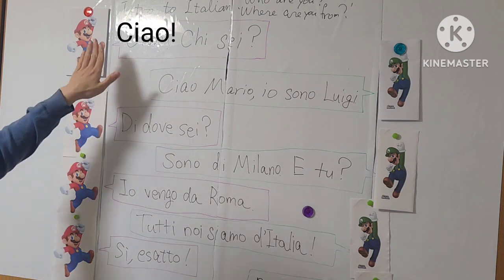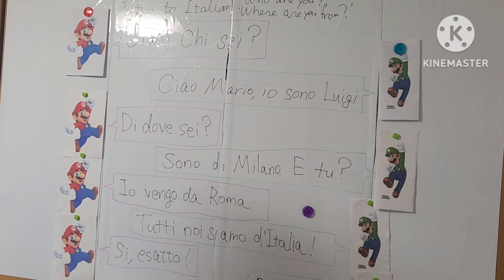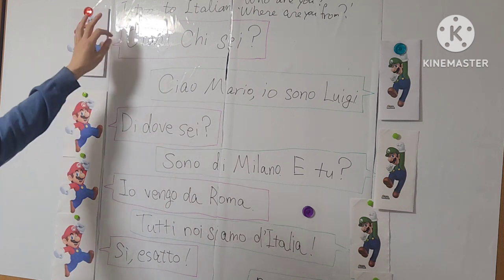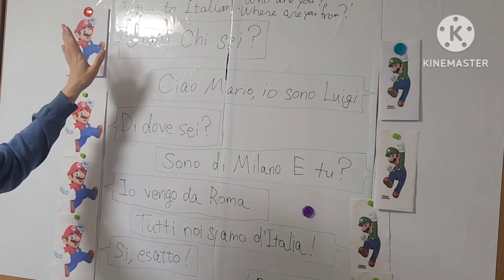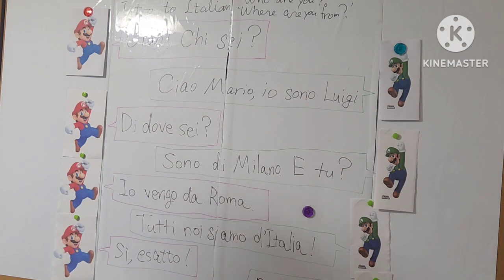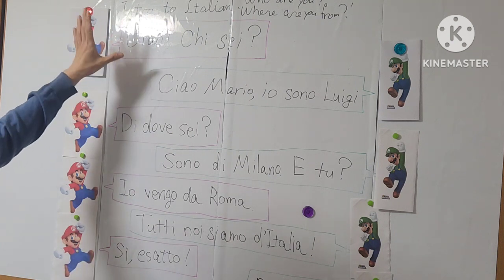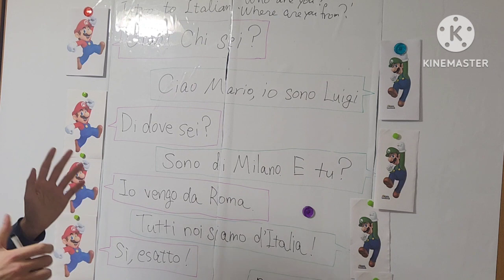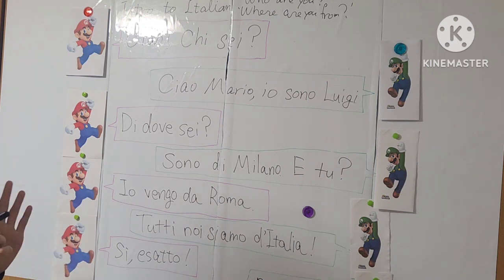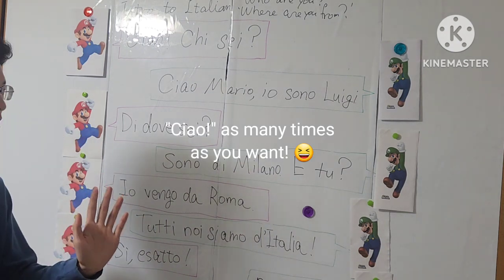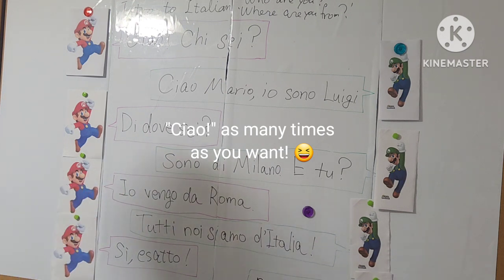If you already know this word, ciao is the very most elemental and famous Italian word, meaning hi or bye. So both in cases in which you see someone and cases in which you leave someone, you always say ciao, or ciao ciao, repeatedly, as many times as you want.